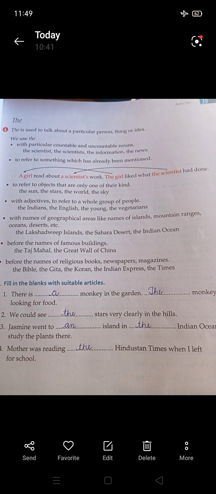the description. A is used before common nouns that are singular and begin with a consonant sound. An is used before common nouns that are singular and begin with a vowel sound. The is used to talk about a particular person, thing, or idea. And you should also learn all the examples given here. Okay.